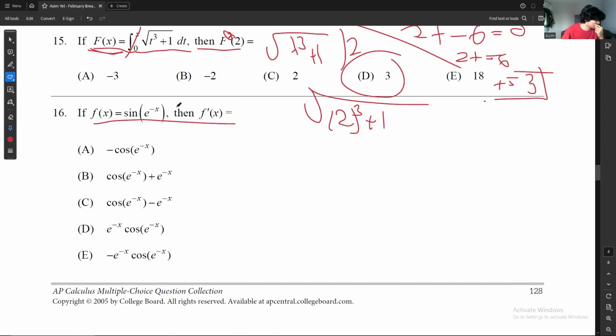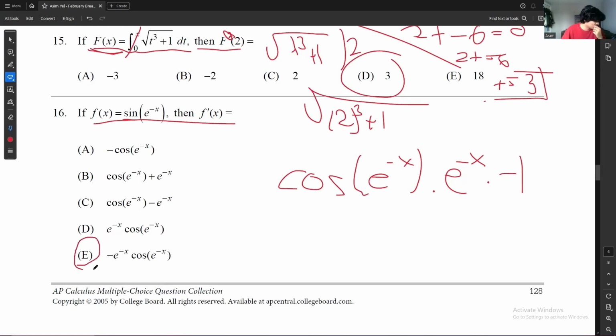Very cool question. So we're just taking the derivative. First of all, take the derivative of the inside. Sine of x is going to be cosine of x. Inside it, it's going to be this. And then we're going to multiply this with the derivative inside, which is e to the negative x, times the derivative of the top, which is -1. Therefore, what is my answer? It should be answer choice E.